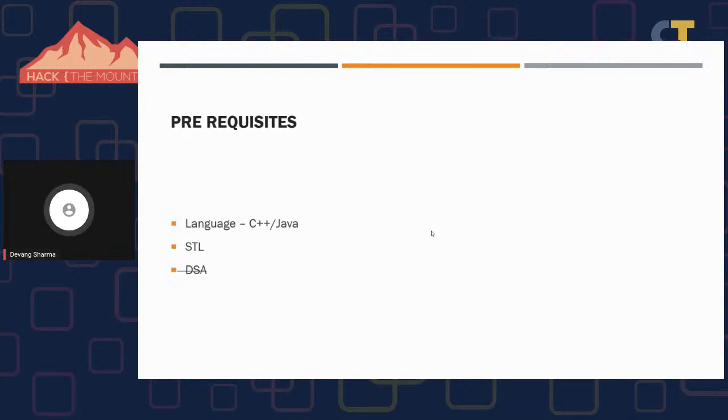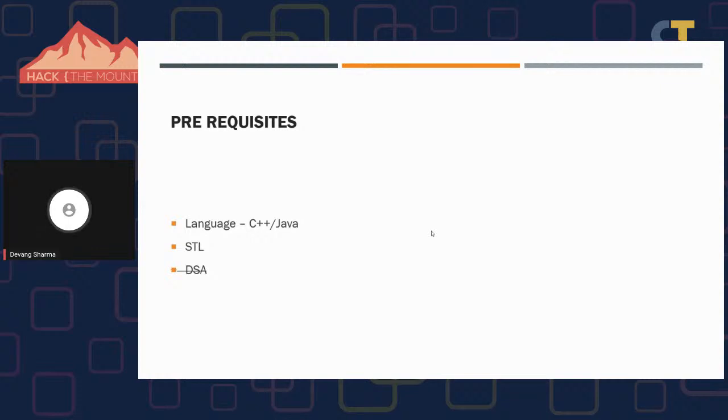So let's see what are some of the prerequisites of competitive programming. What are some of the prerequisites that you should have before going into competitive programming. First of all, you must be knowing a programming language. If you don't know any programming language, don't get into competitive programming. There is nothing of use for you. You can't do anything if you don't know programming languages.